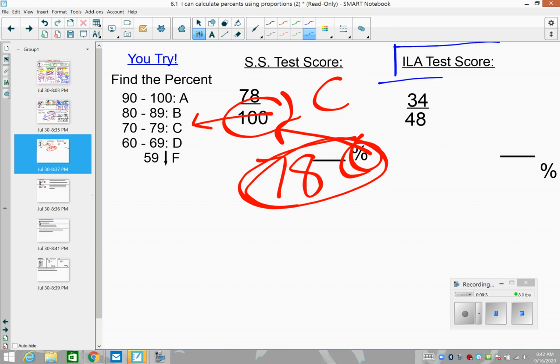Why don't you pause the video and try this one? Figure out the percentage and the grade for this scenario.